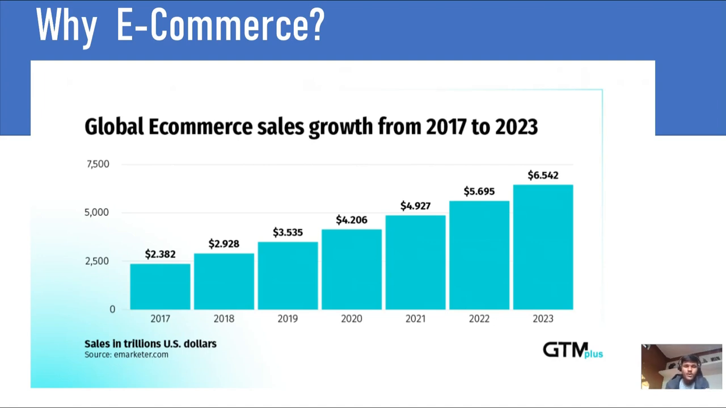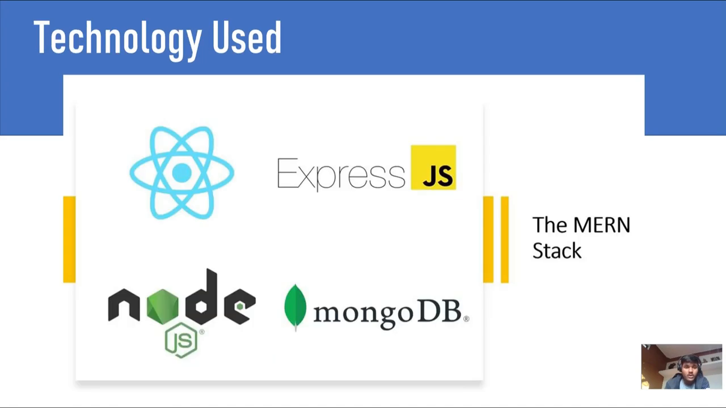So after doing all this research, I was like, why not e-commerce? This is the reason why I selected an e-commerce website as my minor project. And moving on, we have the technologies that I have used to create the entire website. I used the MERN stack technology for creating my entire website, which is a full stack website. I have used first of all MongoDB, then Express.js, then React.js, and Node.js.